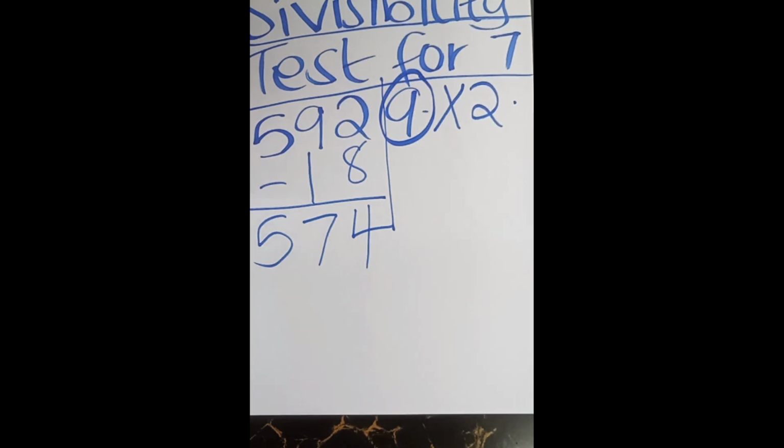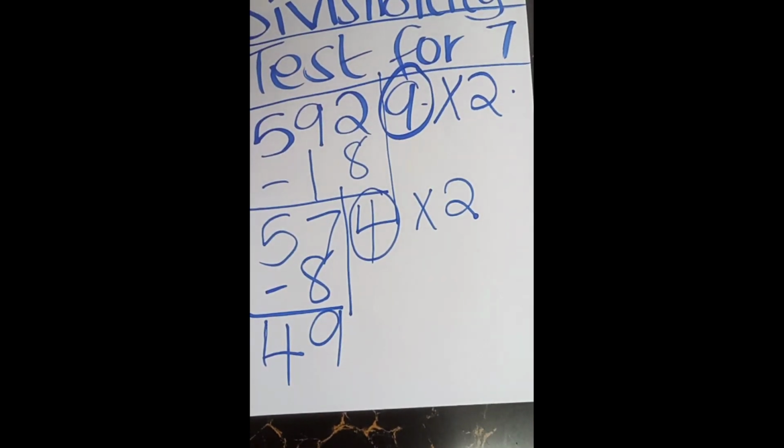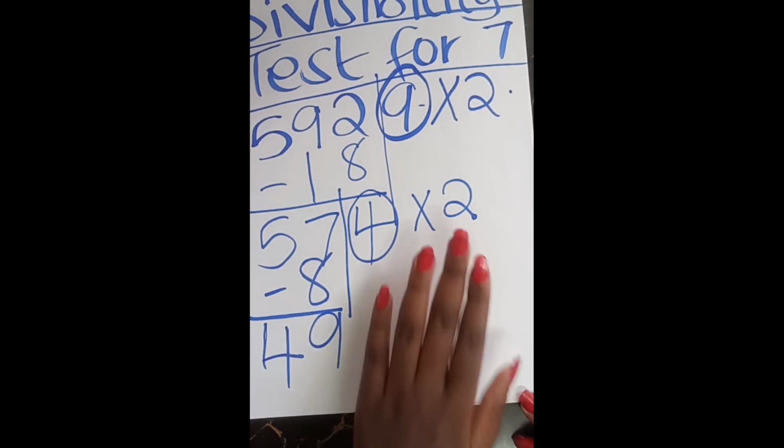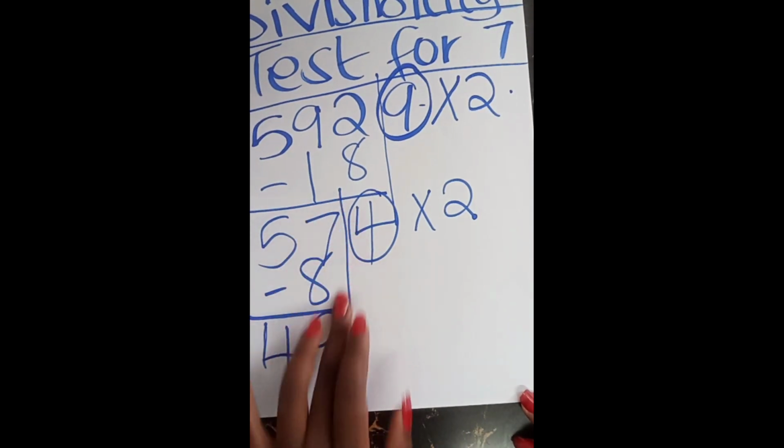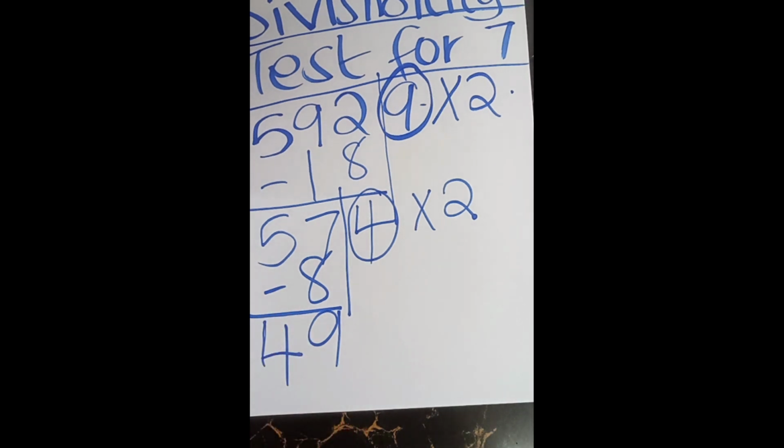So is this number divisible by 7? I will repeat the same process until we get a smaller number, okay? Here we'll multiply the last digit of the number by 2 and then subtract it from the remaining digits, the digits that haven't been touched, okay? So 57 minus 8 is 49, okay? Is 49 divisible by 7? Yes, it is. 49 is certainly divisible by 7, okay?